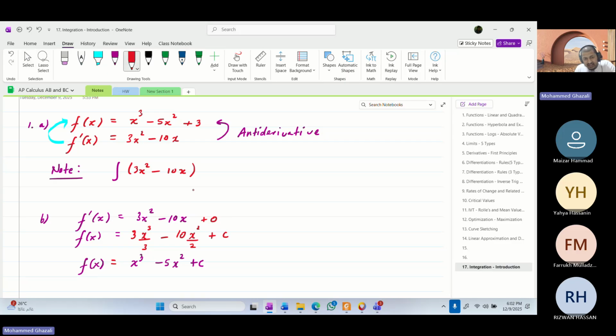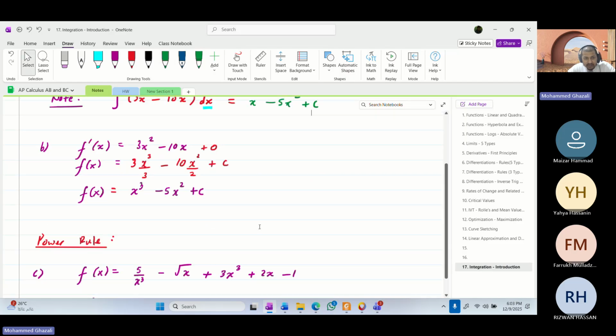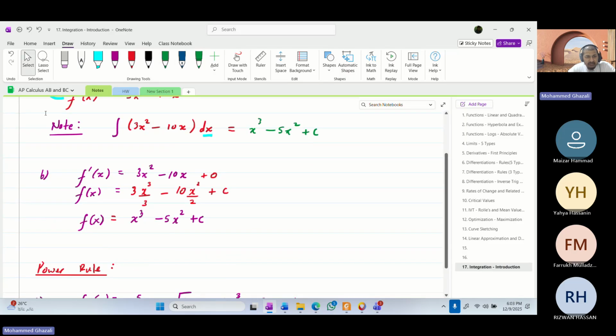3x squared minus 10x dx is equal to, you're not going to get the exact answer of plus 3, because what you're going to get is a plus c. So to write this out, we say the integral of 3x squared minus 10x, integrating with respect to the variable x. We had an answer of x cubed minus 5x squared plus c. That's the notation, as you can see here. So we did it in this example. Let's paste it down here. All right, great.